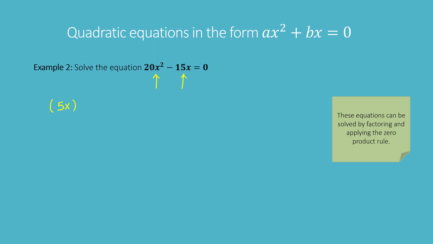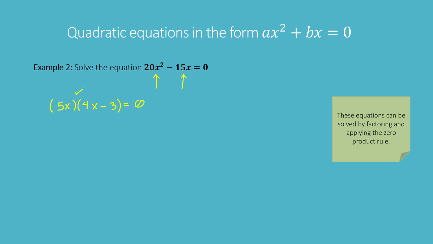So 5x times what gives us 20x squared minus 15x as a result? 5x times what gives us 20x squared? 4x, because 5 times 4 is 20, and x times x is x squared. Now 5x times what gives us minus 15x? Minus 3, because 5 times minus 3 is minus 15, and we have 1x. Okay, and the equation says that that is equal to 0.